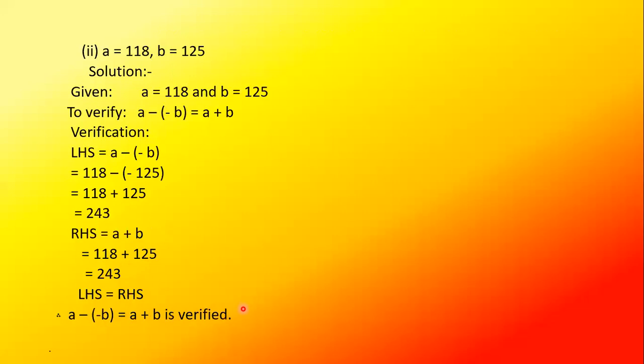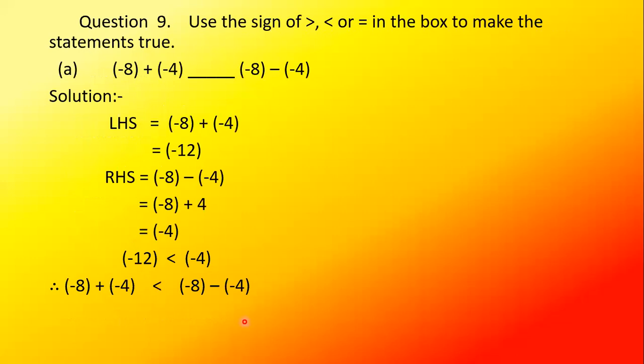That is the 9th question. Use the sign of smaller, greater or is equal to in the box to make the statement true. First question, -8 plus -4. The blank space is given in the textbook as a box. Instead of that, I have taken the blank space here. In that blank space, you have to put this sign, either greater, smaller, or is equal to. Second part given, -8 to -4.